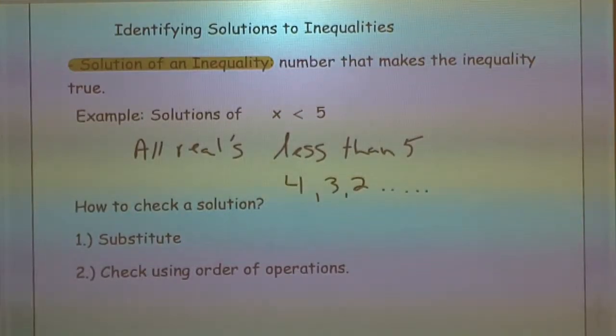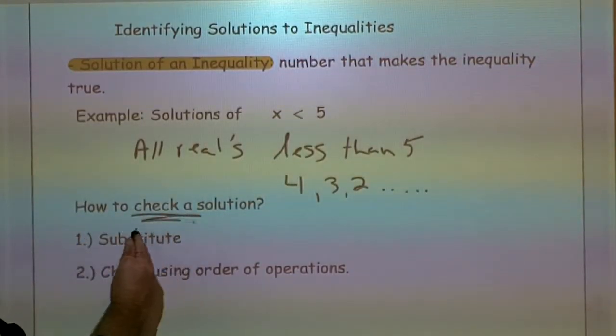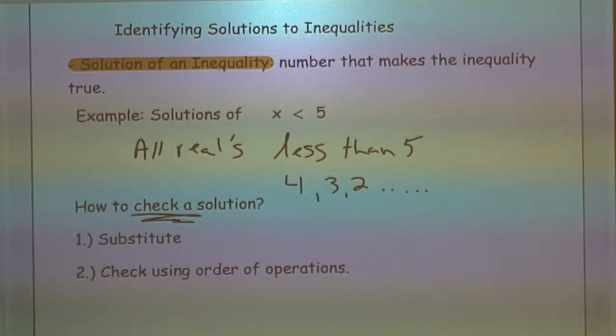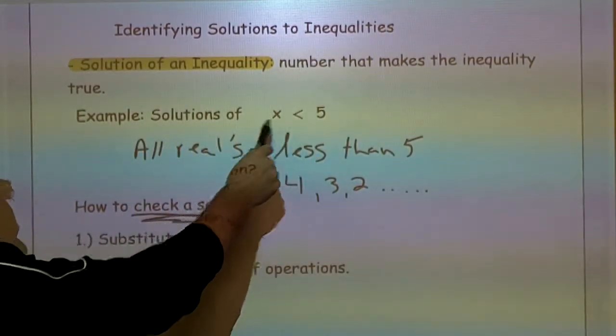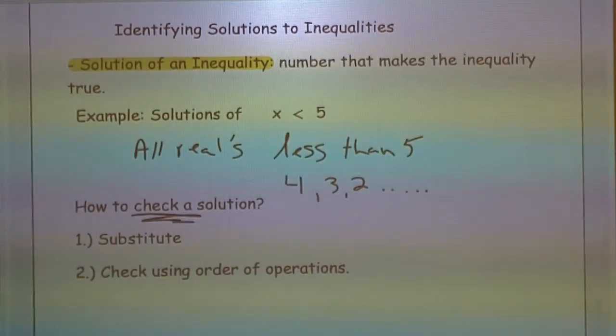Some examples are obviously 4, 3, 2, all numbers that are less than 5. Basically all we need to do to check these solutions is very similar to how we check an equation. We substitute and then we check using the order of operations. If you wanted to check 4, all you do is plug 4 in for x. 4 is less than 5, so that would be a solution to that inequality.